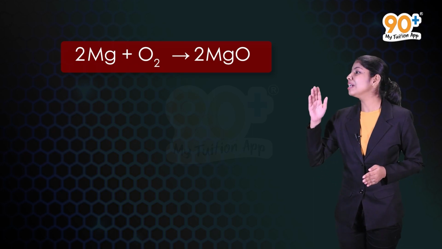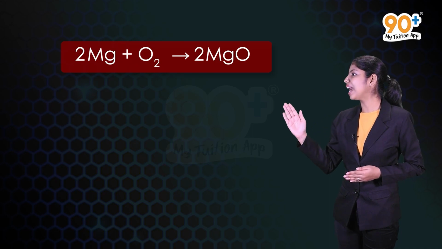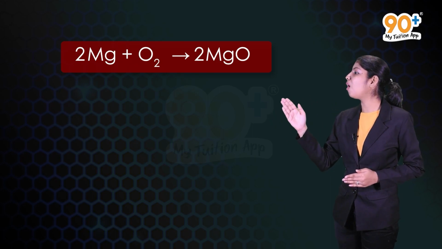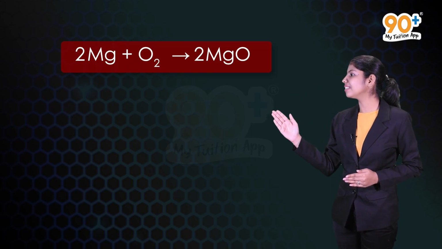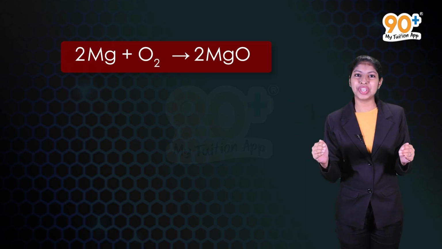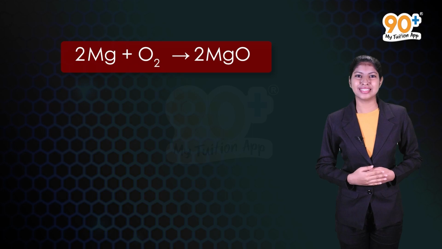Here we can see both the left hand side and right hand side contain the same number of magnesium. Also, the number of oxygen on the left hand side and right hand side are the same. So we can say that this equation is a balanced one.